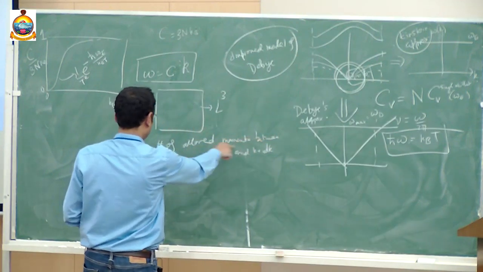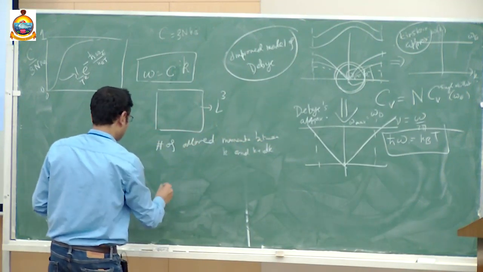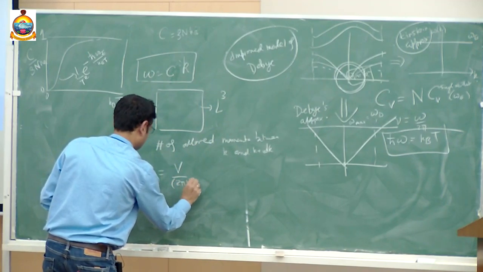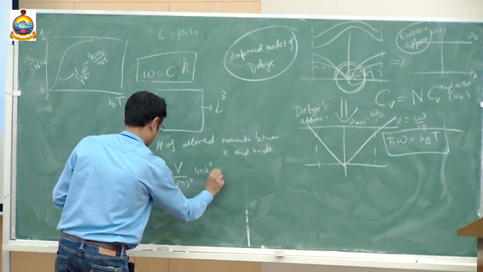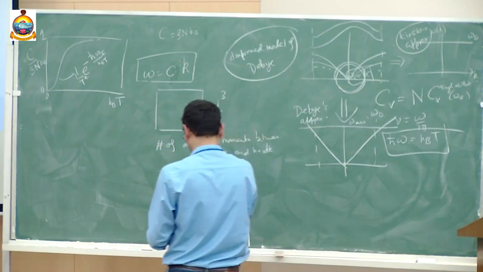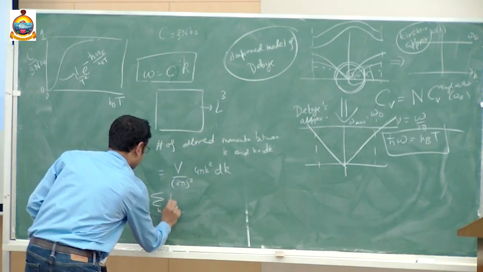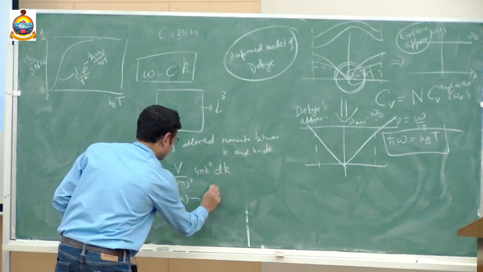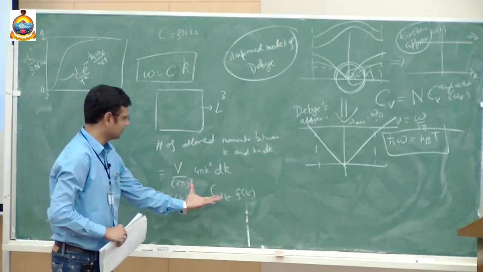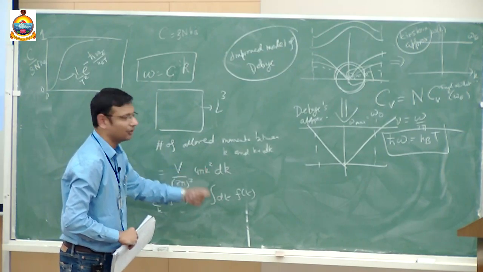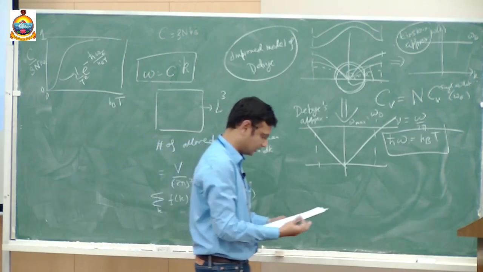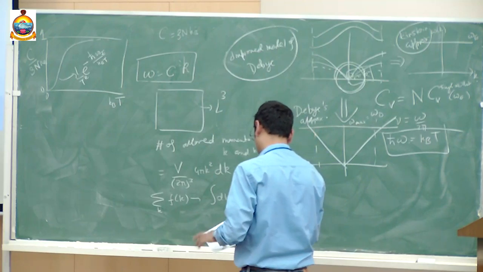So what is this number of allowed momenta? This we have seen many a times. This is simply this. And then of course, if I have a function in K, then I can use this property and convert it into an integral in K. Because if my system size becomes very large, the spacing between consecutive K decreases as 1 over L, and then I can replace this sum by an integral. So good, this is all okay.